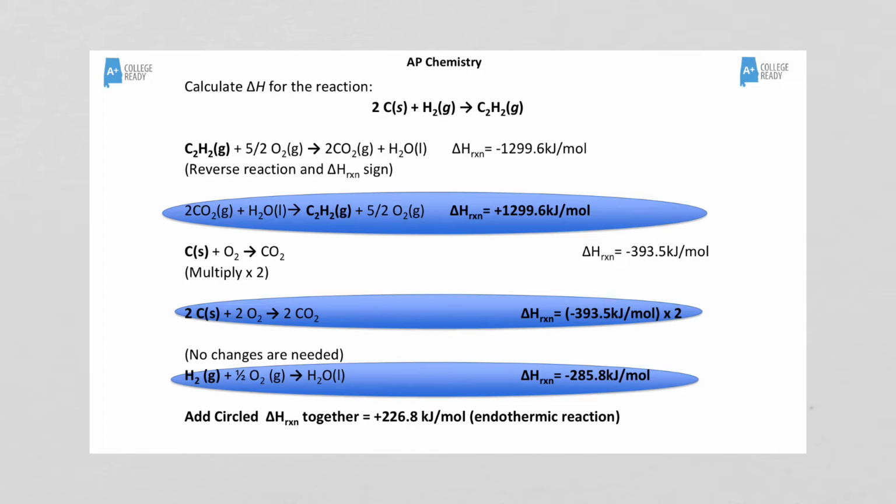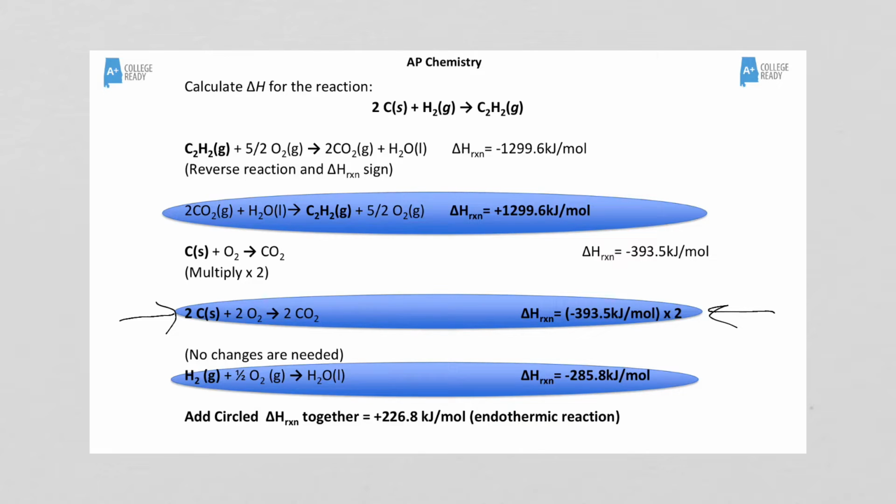So I've kind of recapped it. I reversed the first reaction. Notice the sign was changed. It's circled in blue. I multiplied the second reaction by 2, so I've changed all these coefficients in this reaction. Notice I've also multiplied by 2 to delta H. No change to the third one.